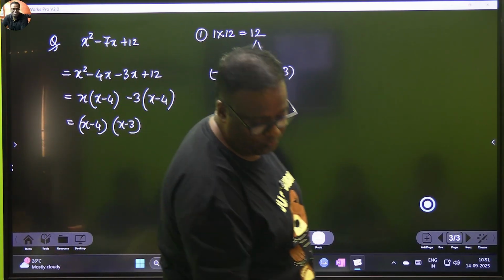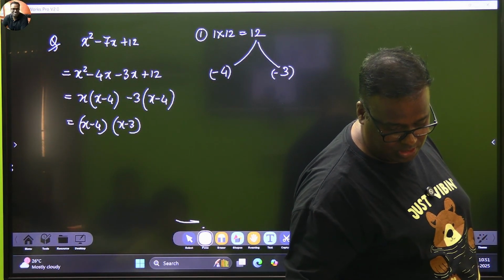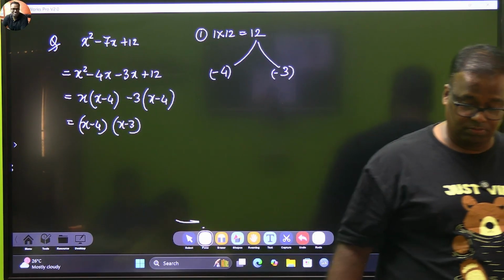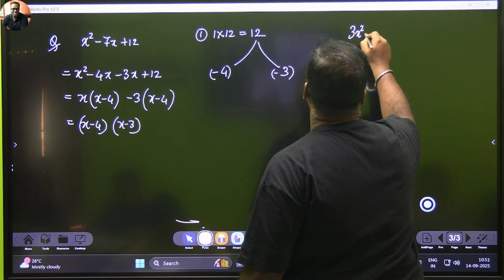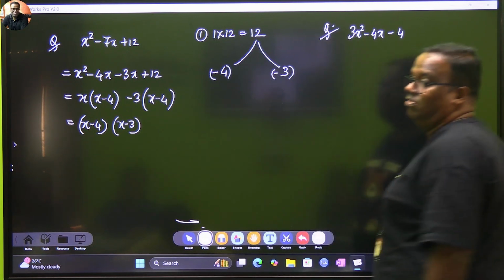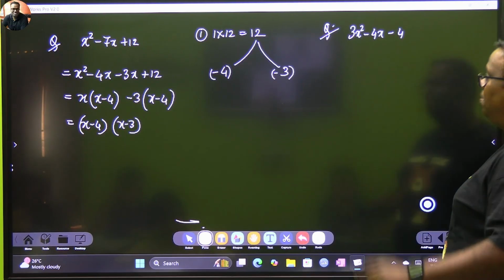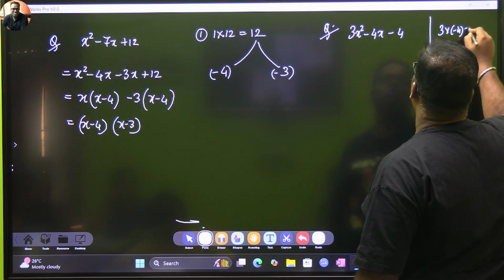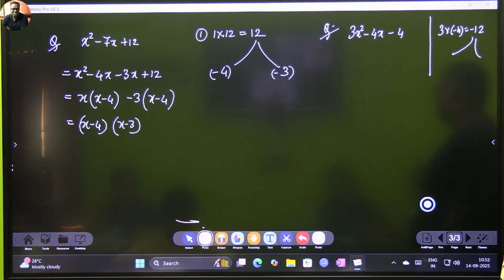Let's do another type. Let's take something which has got a leading coefficient now. Let's say 3x square minus 4x minus 4. Now this is interesting. Now we have a leading coefficient. So what is our first step? Our first step would be 3 multiplied by negative 4, which will give you how much? Negative 12.